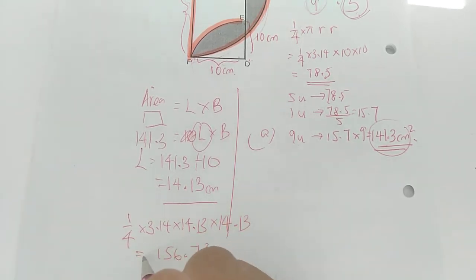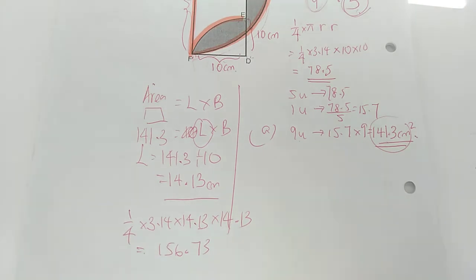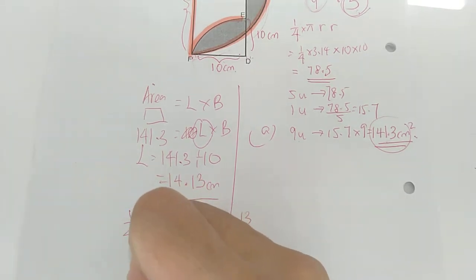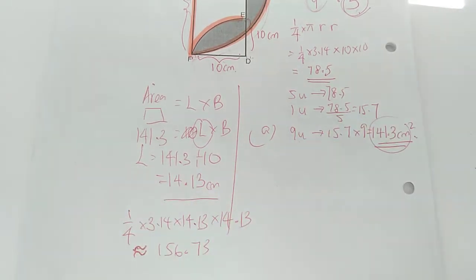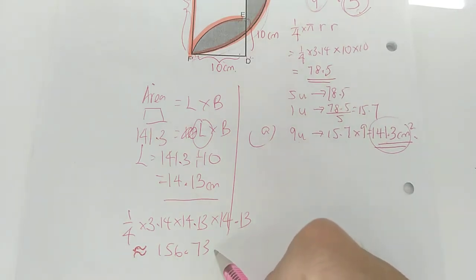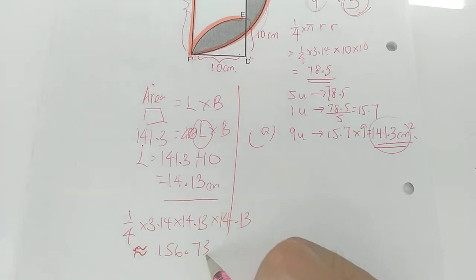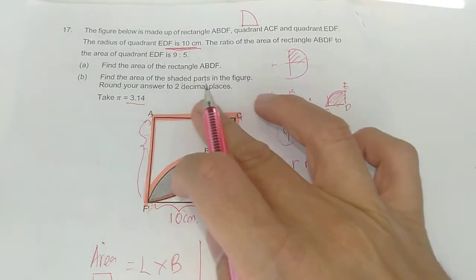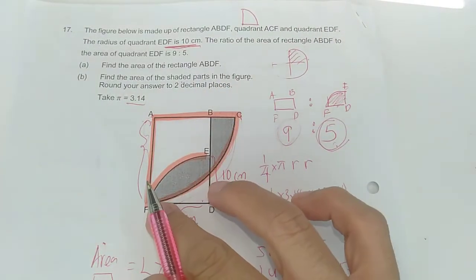156.73. Now don't use an equal sign because you have a string of numbers behind. We use the approximately equal sign. Alright, and rounded off to 2 decimal places, it is 156.73. Now we have the area of the quadrant.